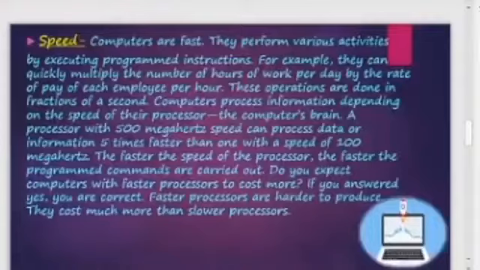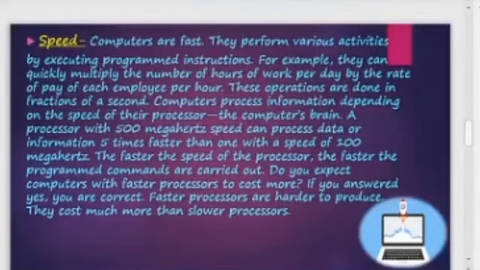Fast or speed. Computers are fast. They perform various activities by executing program instructions. For example, they can quickly multiply the number of hours of work per day by the rate of pay of its employee per hour. These operations are done in fractions of a second.